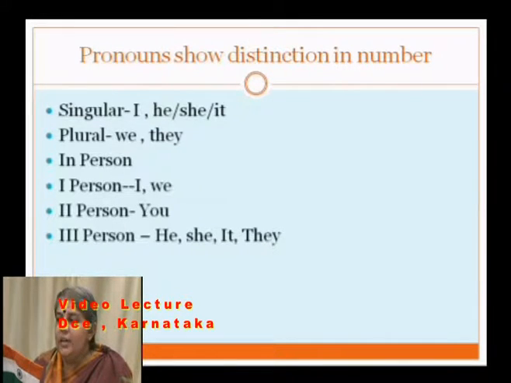What are the singular pronouns? I, he, she, it are the singular pronouns. What are the plural pronouns? We, they are plural pronouns. Now, what is first person pronoun? In first person, you have pronouns I, we. In second person, you have the pronoun you. In third person, you have pronouns he, she, it and they.